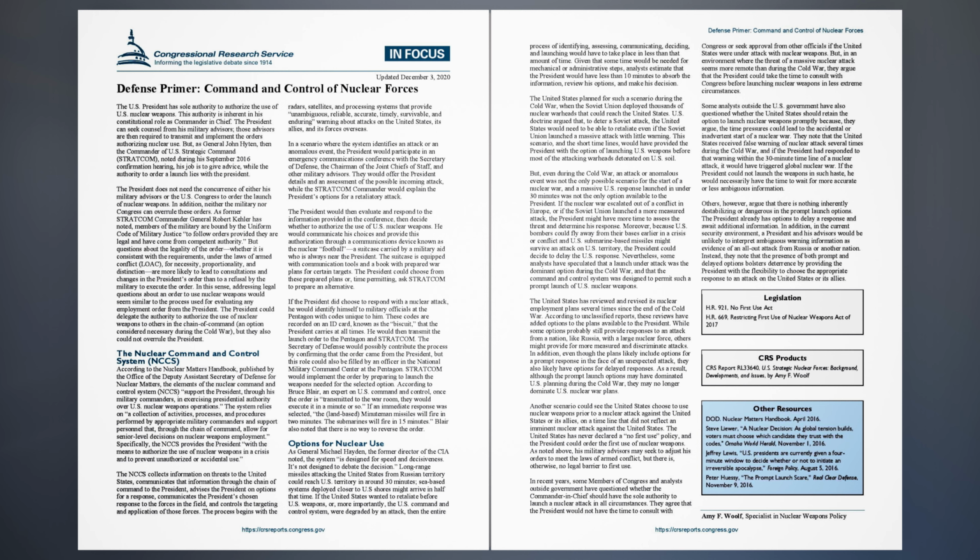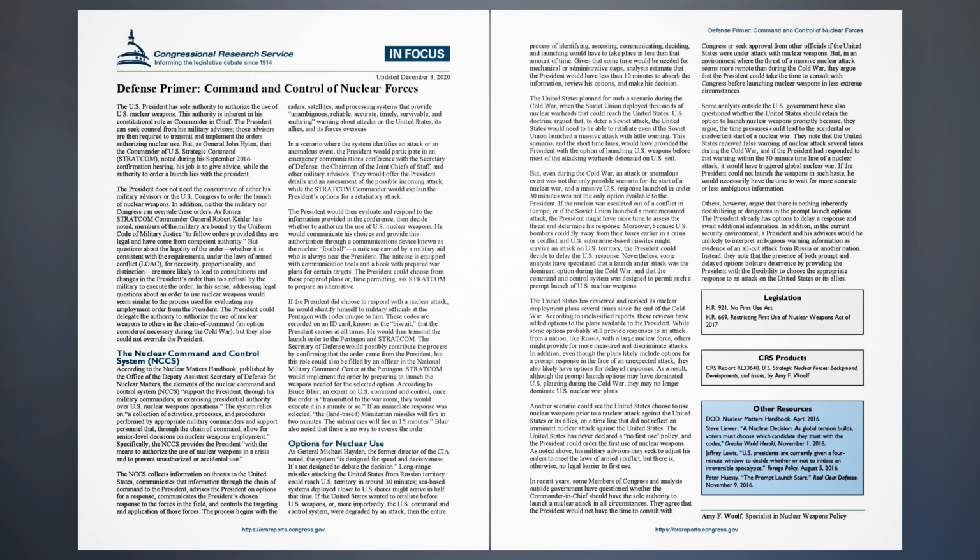He would communicate his choices and provide this authorization through a communications device known as the nuclear football, a suitcase carried by a military aide who is always near the President. The suitcase is equipped with communication tools and a book with prepared war plans for certain targets. The President could choose from these prepared plans or, time permitting, ask STRATCOM to prepare an alternative.